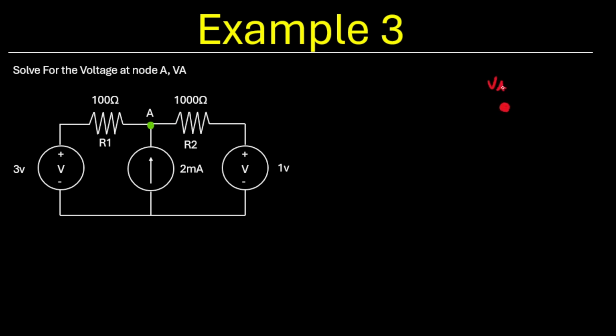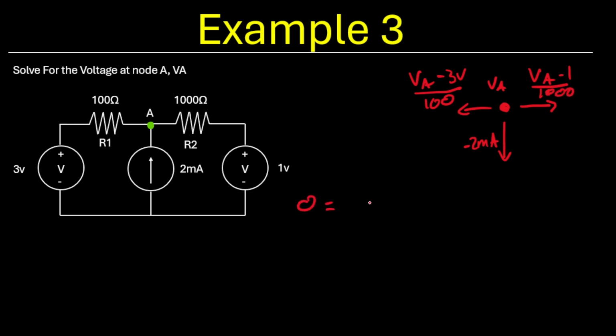Okay, again, solve for the voltage at node A. I'll draw out my node here, VA. Got current going down, current going right, current going left. Current left is going to be VA minus 3 volts over 100. Current going down is going to be minus 2 milliamps. And current going to the right is going to be VA minus 1 over 1,000.